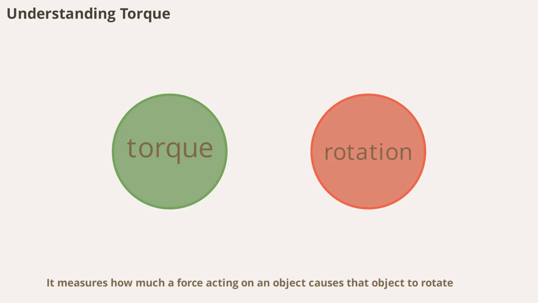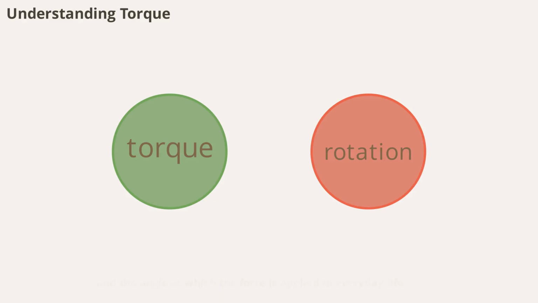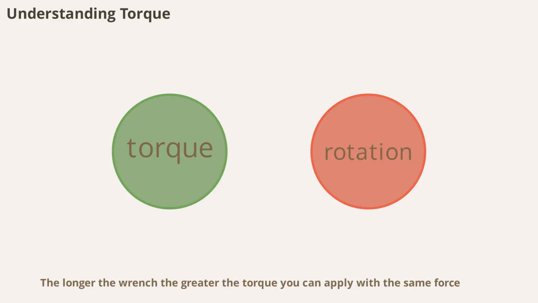Torque is the rotational equivalent of force. It measures how much a force acting on an object causes that object to rotate. The magnitude of torque depends on the force applied, the distance from the axis of rotation, and the angle at which the force is applied. In everyday life, using a wrench to loosen a bolt is a perfect example of torque in action. The longer the wrench, the greater the torque you can apply with the same force.